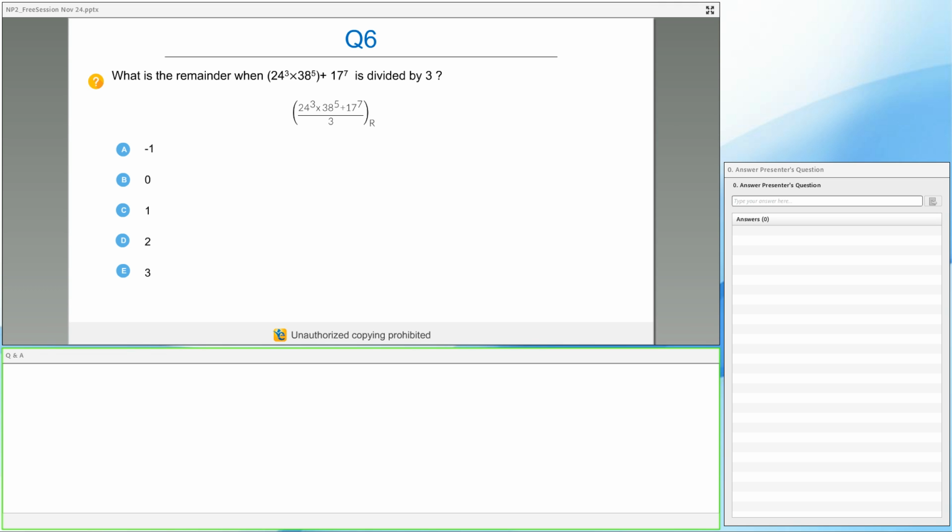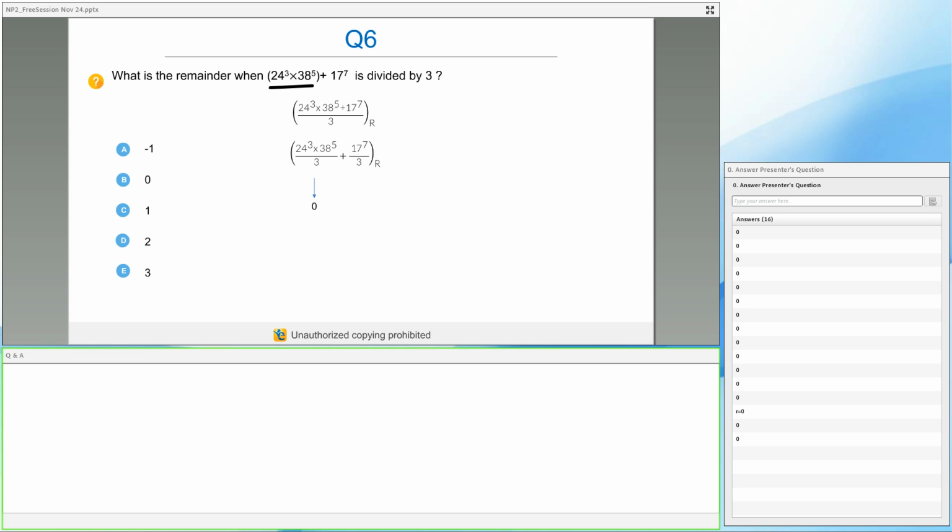What will be the remainder when 28 into 38 to the power 5 is divided by 3? What will be the remainder? This is something which we did a few minutes back. 0, right? So you could have very quickly said, okay, the remainder from this part is 0. So what you're left with is this. Now, once again, when 17 is divided by 3, what is the remainder? 2.